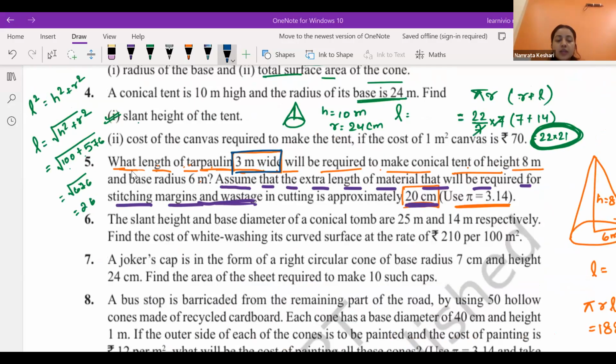Yes, ma'am. Okay, it says what length of the tarpaulin. What exactly is the proper length of that tarpaulin? If this condition is fulfilled, the extra length, something going in the cutout portion, that is 20 centimeter. Okay, the actual length we have to find.